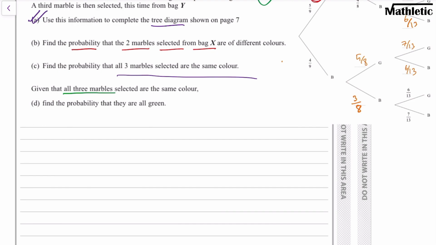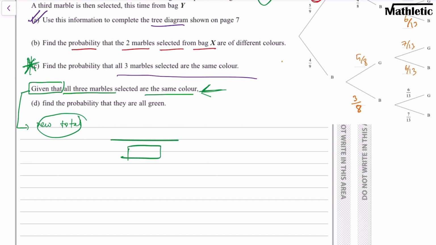Given that all 3 marbles are of the same color, as in the situation we just used in part C, this is the given that situation. Whenever you have the given that situation, remember that this is your new total. This is the part where you need to select the values from. You cannot get out of this situation. You need to use that given that situation at the denominator. This is your new total, so you need to divide that.